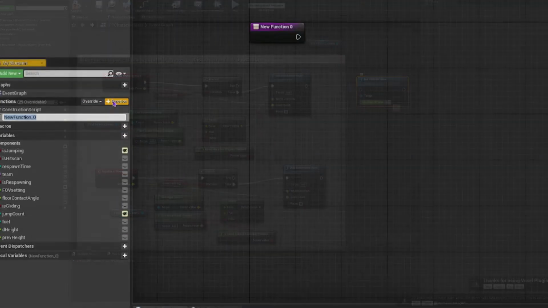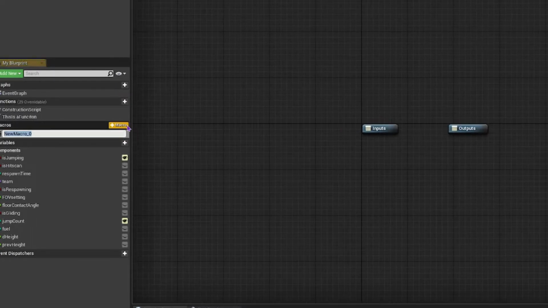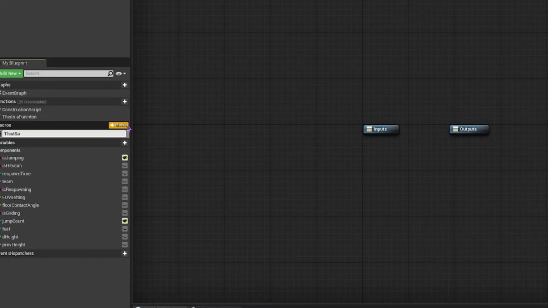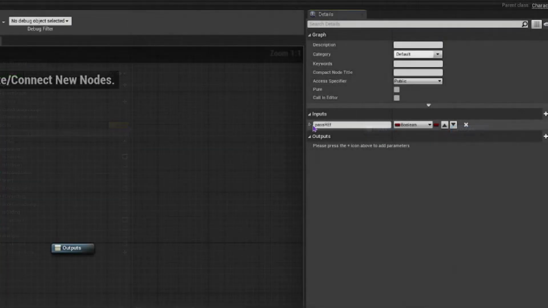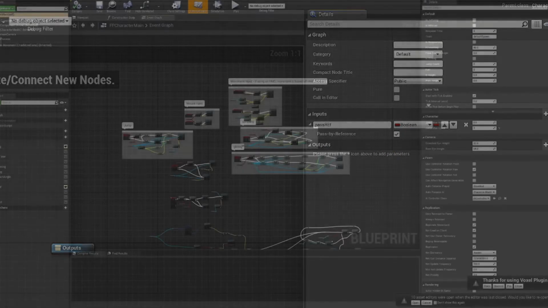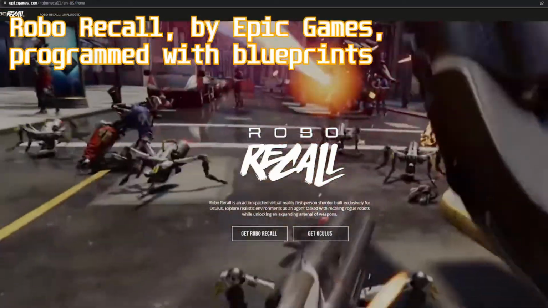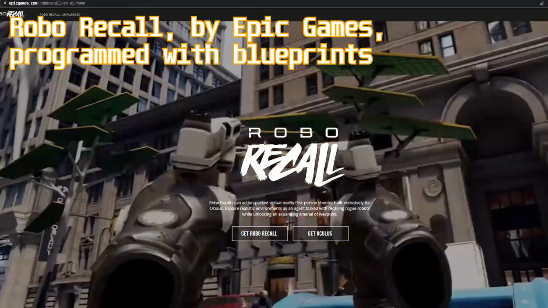The Blueprint system features advanced aspects of C++, like macros, pass-by-reference, and function delegates. The Blueprint system even features nativization into C++ code, and thanks to these advanced features, this visual programming language can and has been used for AAA games, in particular the VR title Robo Recall by Epic Games.